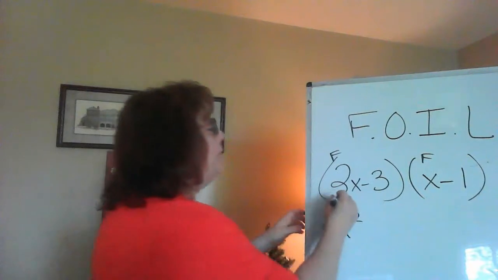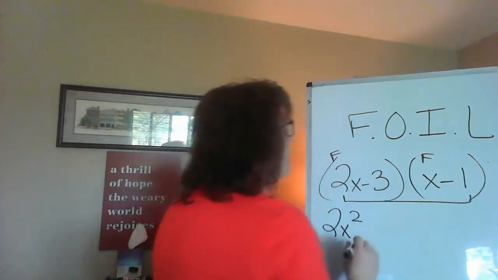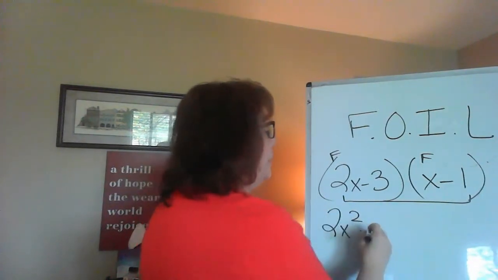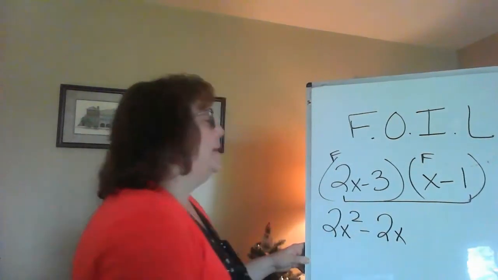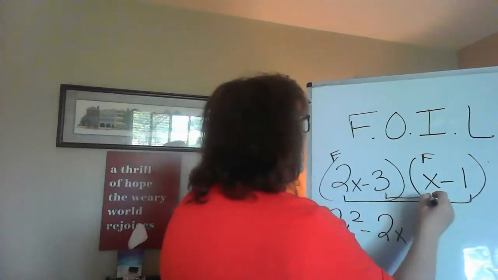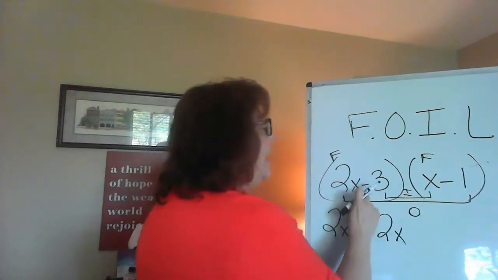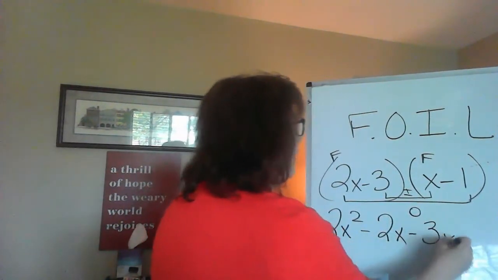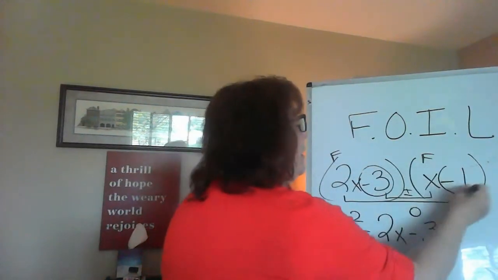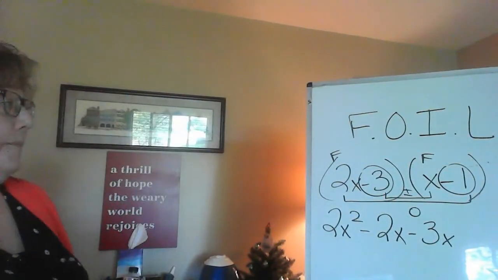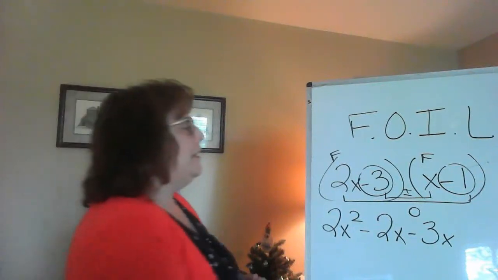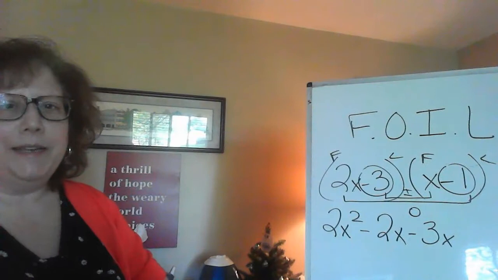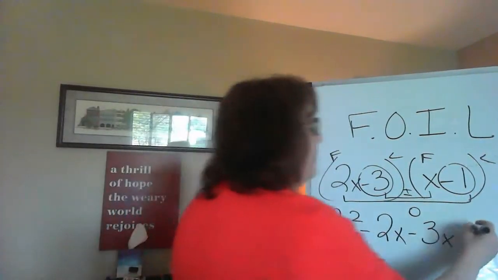Then I have to do the outer limits of the universe. 2x times minus 1 is going to be minus 2x. Then the inner limits, negative 3 times the x. Please do not, if you think you're going to forget them, encase them so you don't forget. And then finally, we're going to do the last two. And this is going to be really important. That negative 3 times that negative 1 is going to end up being positive 3.